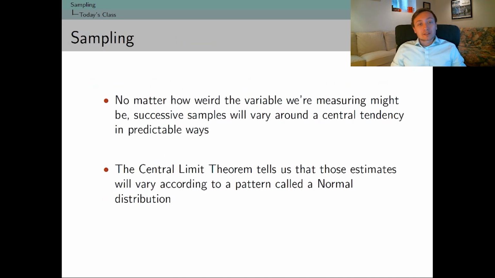So to really sum up this statement in a very simple way, it doesn't matter what kind of weird variable we're measuring. Successive samples are always going to vary in predictable ways around a central tendency, and the central limit theorem tells us that those estimates vary according to what's essentially known as a normal distribution. And the normal distribution has these very specific properties, and at the end of the day, that means that normal distribution is going to tighten and get us closer to the truth every time we increase our sample size. So sampling is good, it's possible, it's statistically meaningful, and it gets us closer to population estimates.